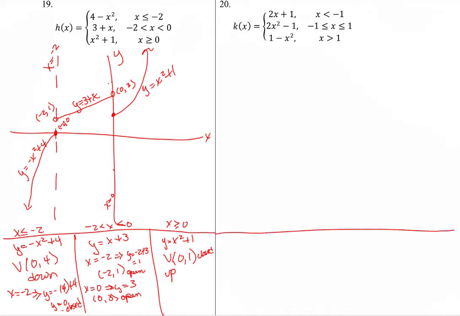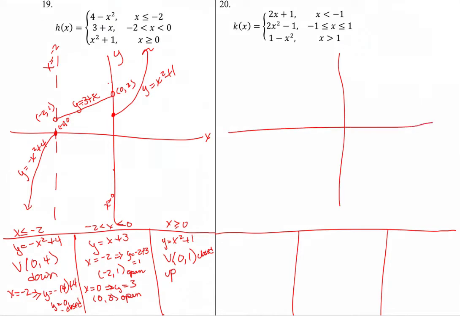Okay, now let's go back over here and let's do the next one. So I'm going to go ahead and draw my axis, x and y. I have x is less than -1. So I'm going to go ahead and put in my asymptote. So x equals -1. I have another one at x equals 1. So I have -1 is less than or equal to x is less than or equal to 1. And I have x is greater than 1.